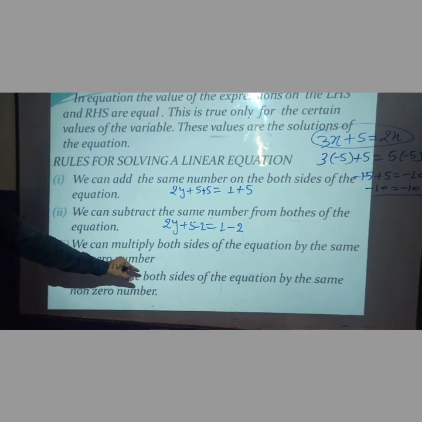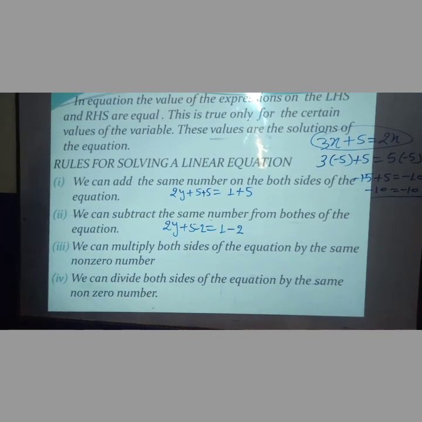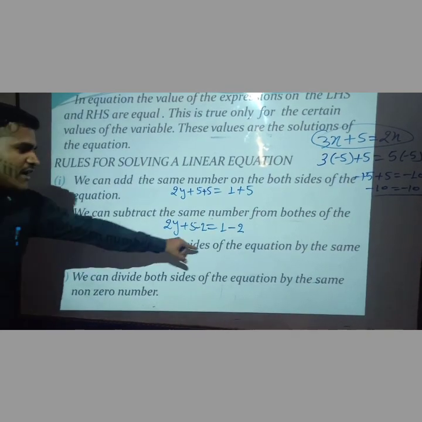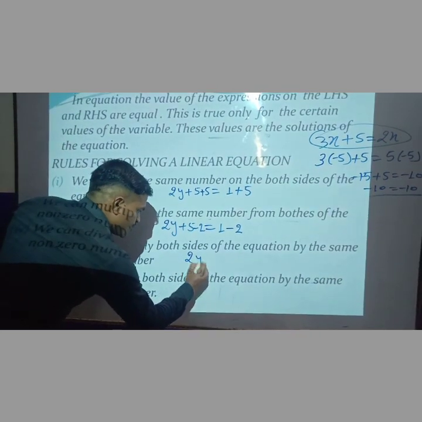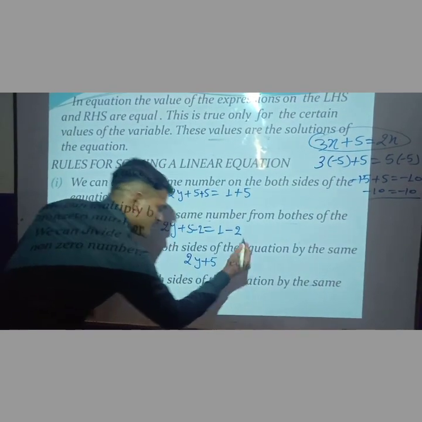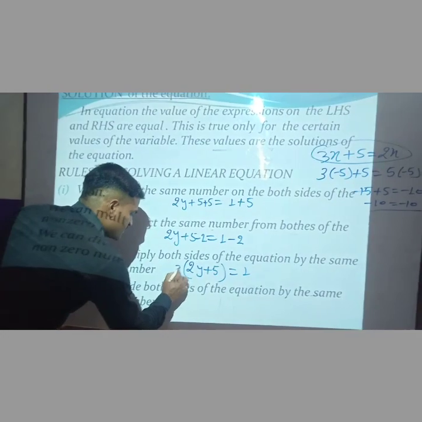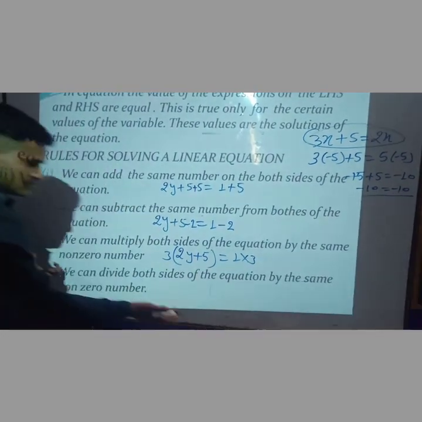It would not be 0. It would be a non-zero number. We can multiply both sides of the equation by the same non-zero number. Like 2y plus 5 is equal to 1 is given there. We have to multiply it by 3. So here also 3. That is equal.